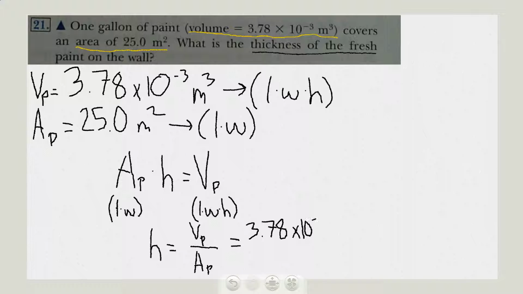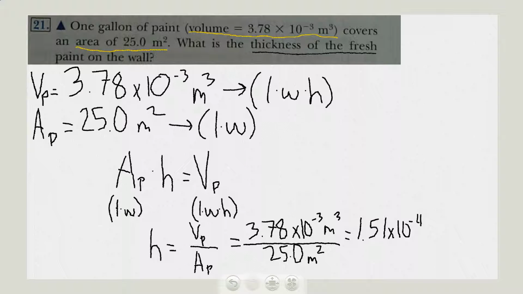3.78 times 10 to the negative 3 meters cubed over 25.0 meters squared, and you should get 1.51 times 10 to the negative 4 meters. Oh yeah, these cancel out, so you're just left with meters on the top. And if you move that over 2 decimal places to the right, you can simplify that to 151 micrometers, and that's your answer.